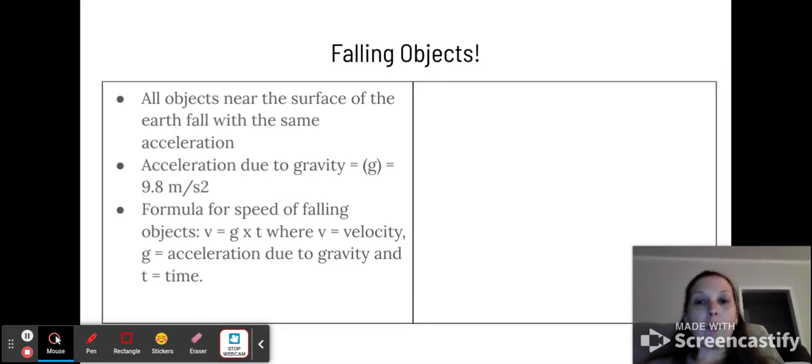Our formula for an object that's falling is v = g × t. V is our velocity, which is what we're looking at. G is how we denote acceleration due to gravity. And t is always time.